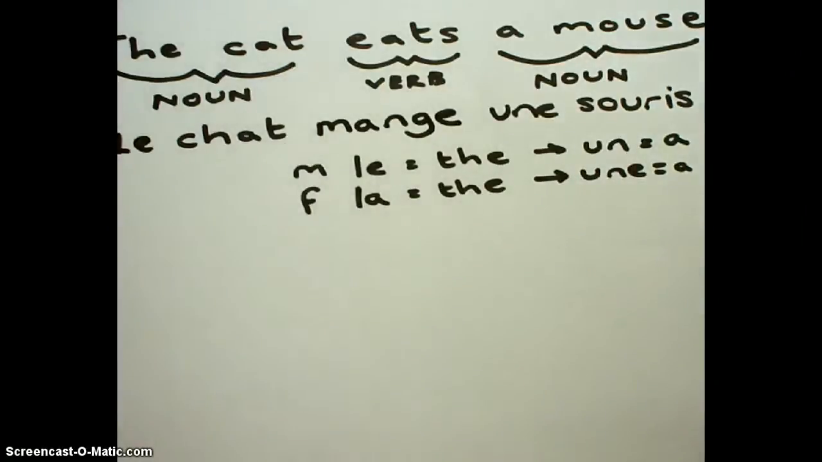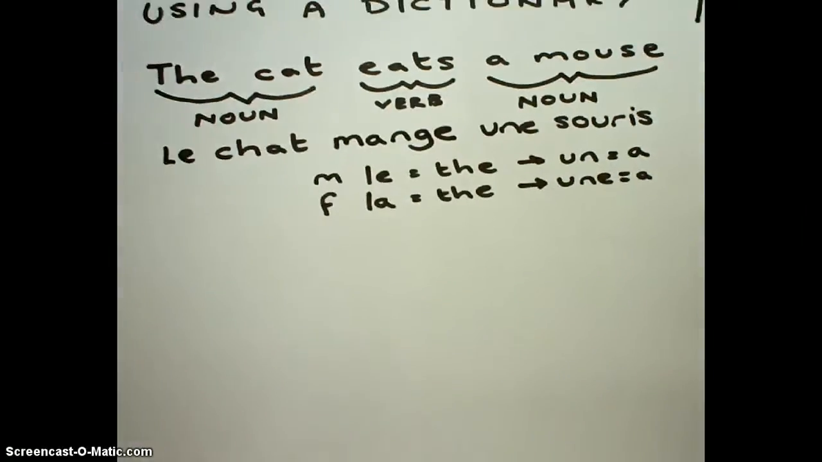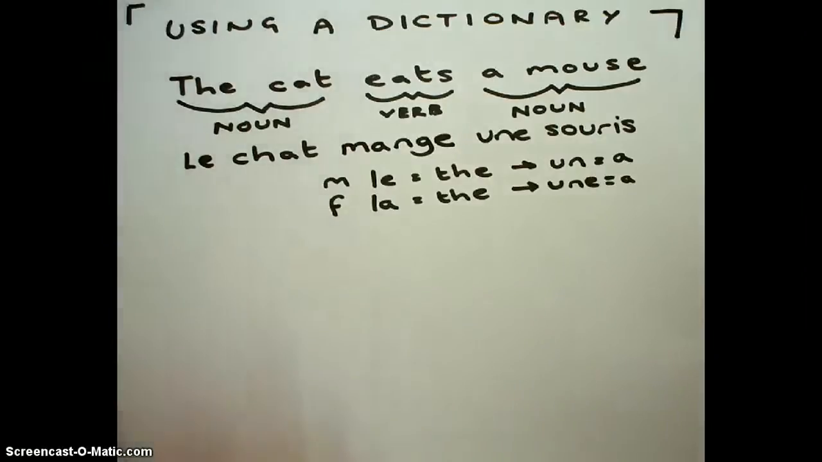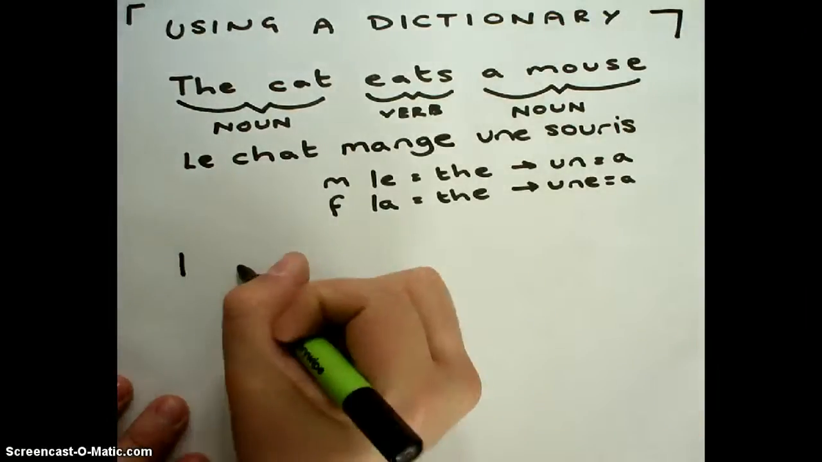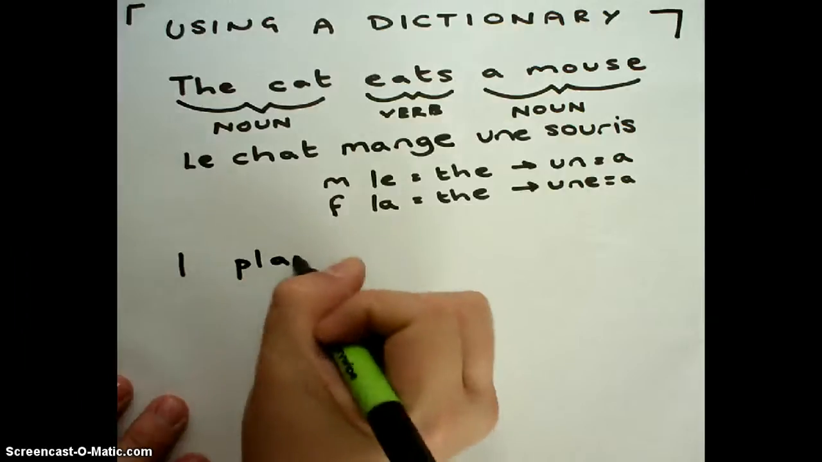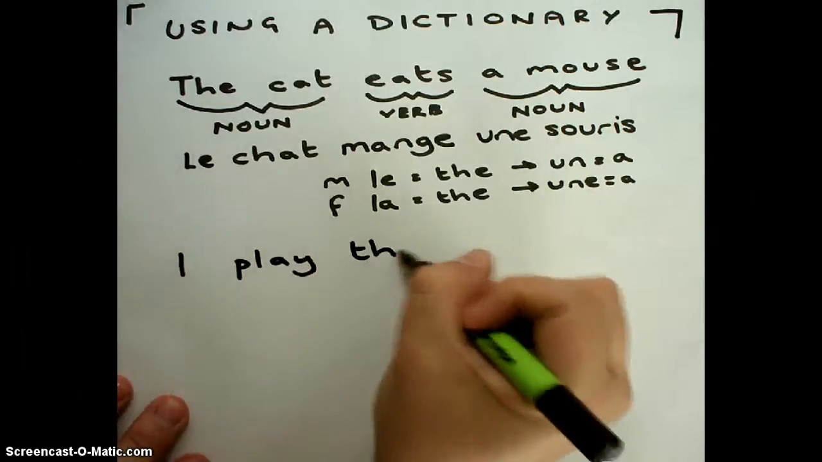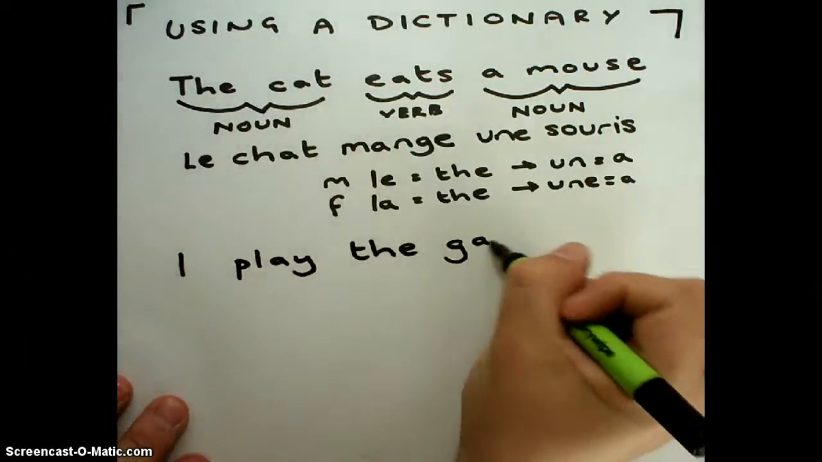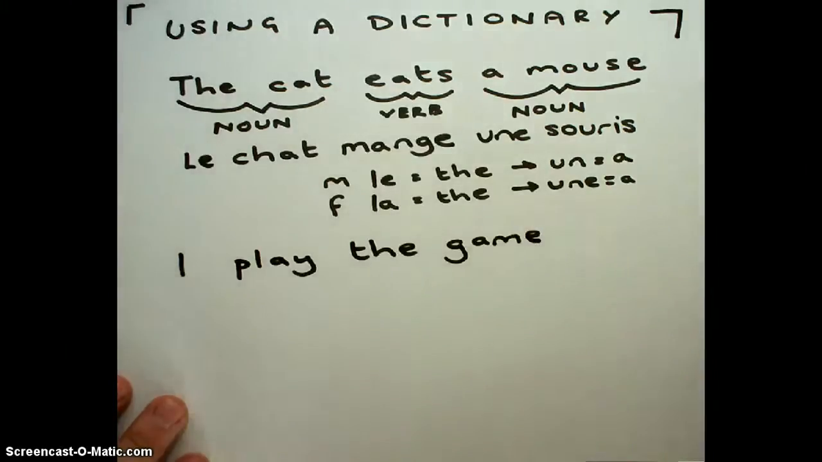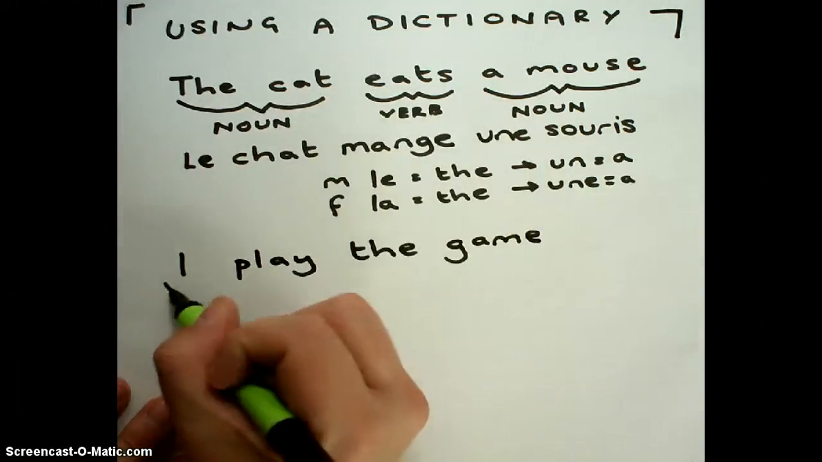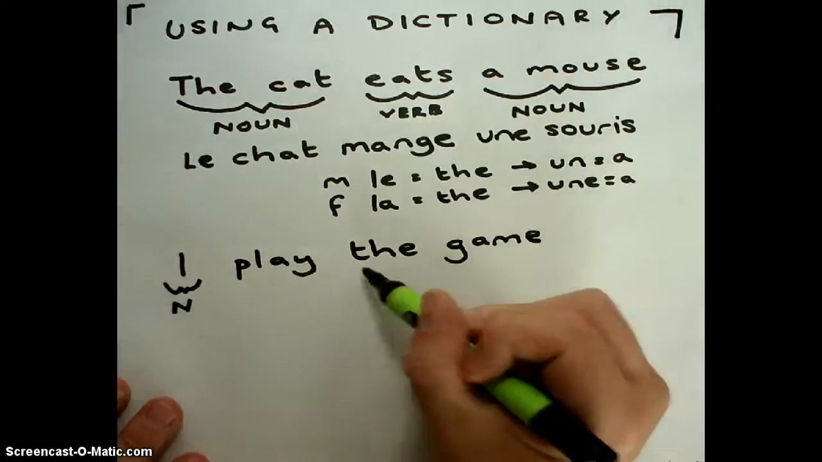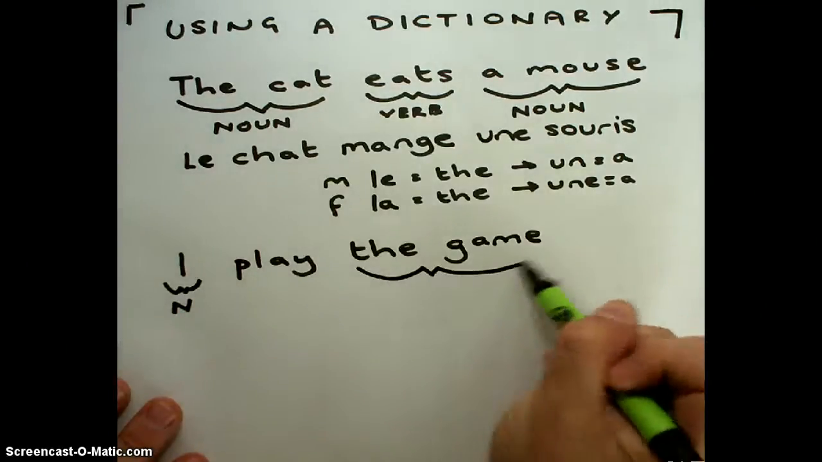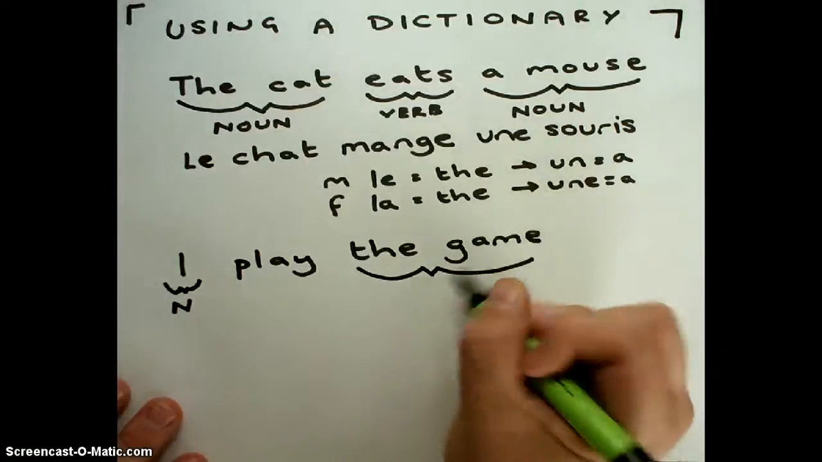Now that's pretty straightforward, so let's have a look at an example to try and make this a little bit more straightforward for ourselves. Let's pick the sentence this time: I play the game. So, let's see how this works. Firstly, we look for our nouns. Well, I exist as an object, so I must be a noun. The game, the big word the is a big clue. So let's go for a noun there.